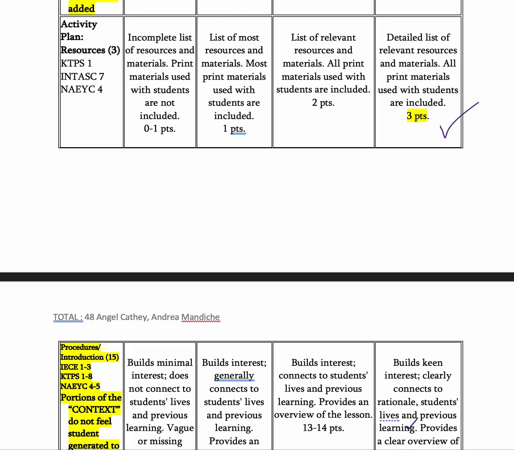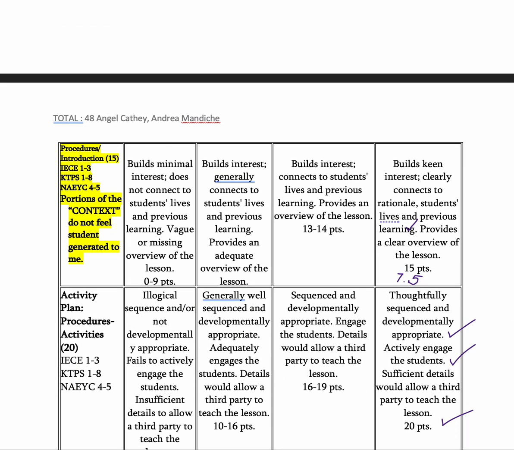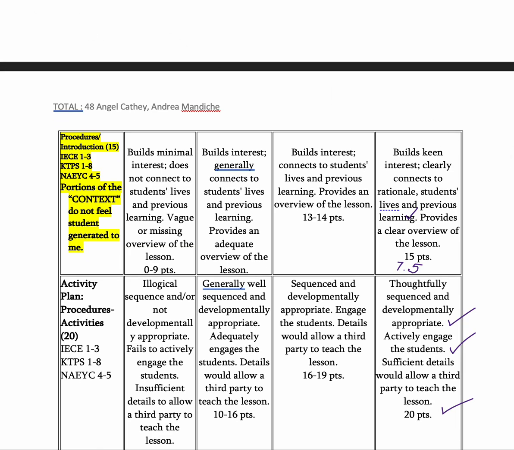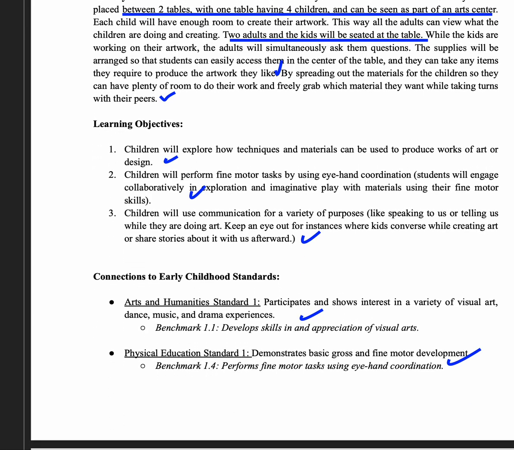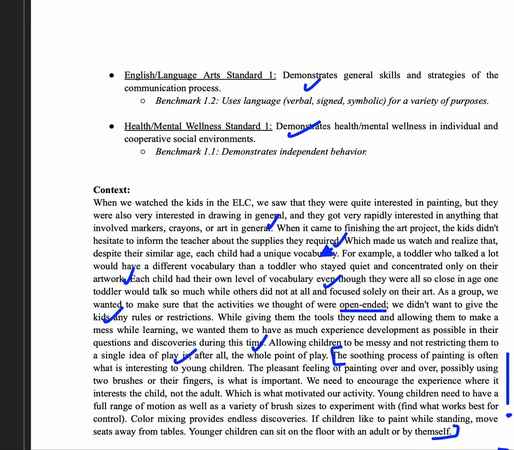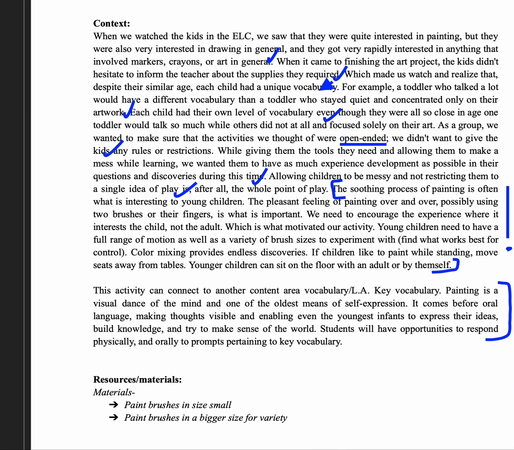For your activity plan resources, you did have a very good list of the materials that you would need, so that was 3 points. For your procedures and introduction, under the portion called context, I'm going to show you here. In the context, I had some questions and things, but you can see check. Everything was really good till I got to right here.